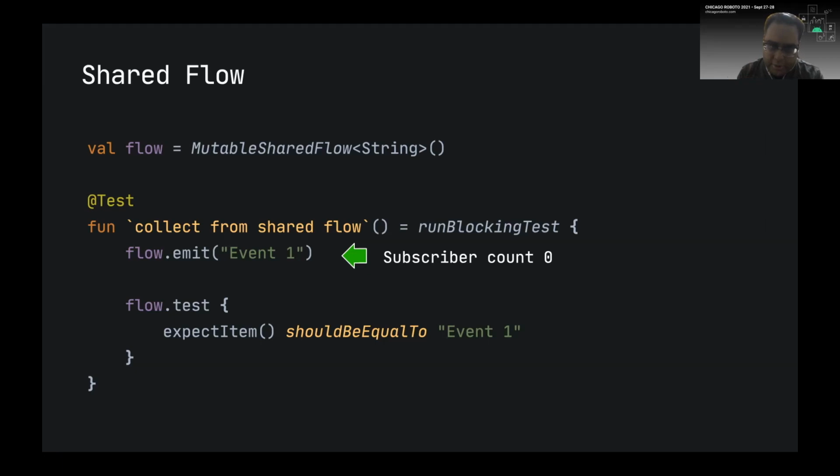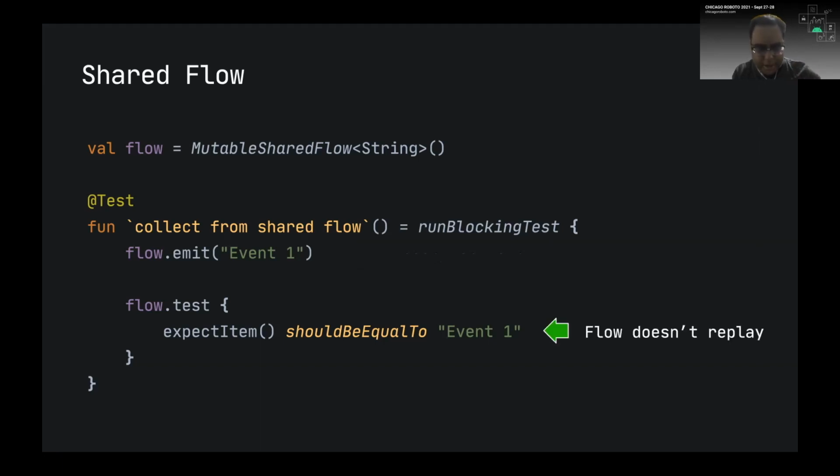And here, this is the simplest use case. I didn't specify any replay number at all, so it won't replay anything to any new subscribers. After I emitted something, I had a subscriber come on and read from this flow, and then you didn't get anything. You didn't get event 1 because by the time you subscribed to it, there was no emission.